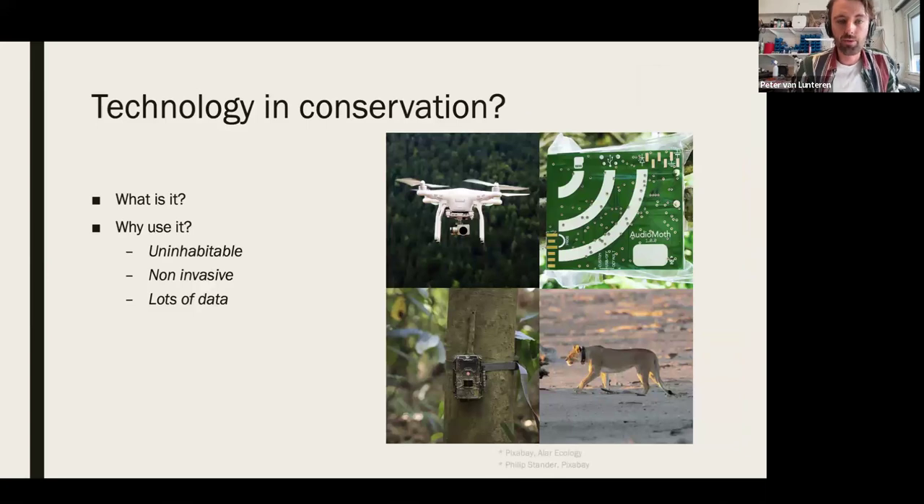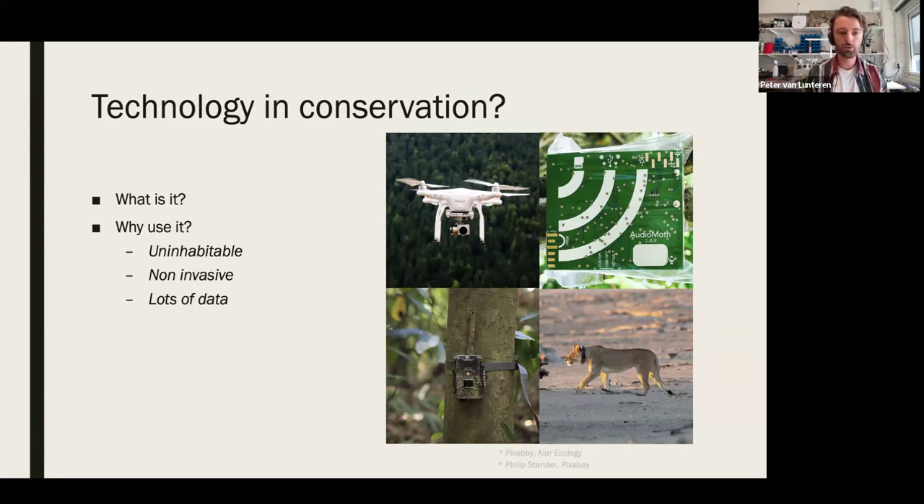All right, so technology and conservation. I'm sure most of you already know what technology is, but just really short, technology is generally an electrical device that gathers data for us. And it does so we don't have to sit in the forest the entire time. So you can use it to gather data from uninhabitable places. For example, with a drone, you can just fly over a swamp, or with a camera trap, you place it in the forest and you don't have to sit there for a couple of months.